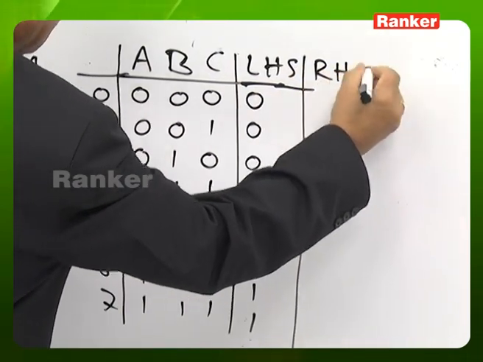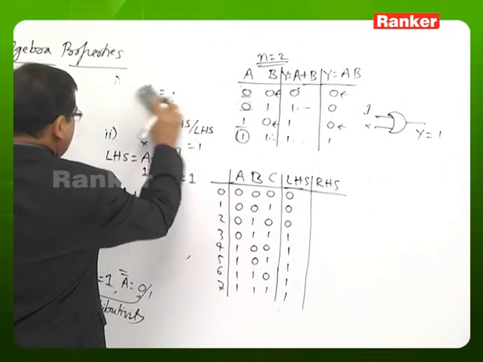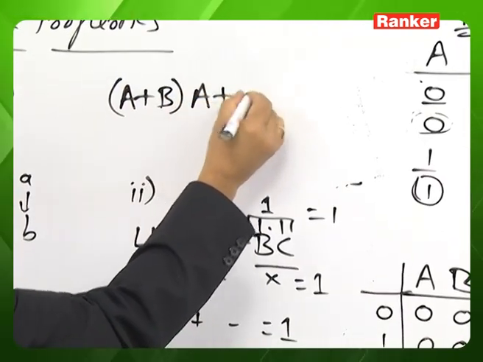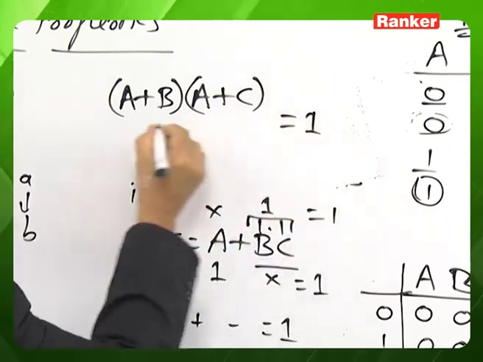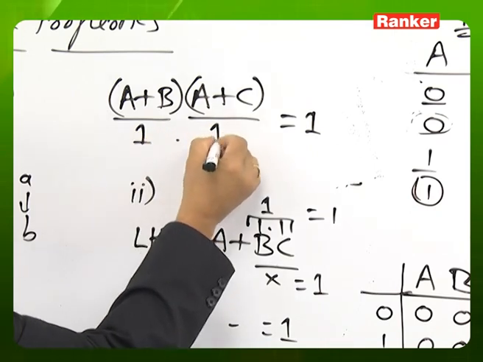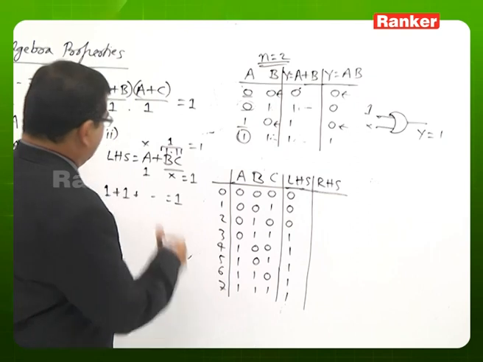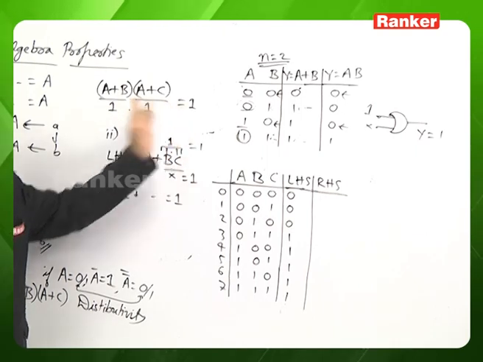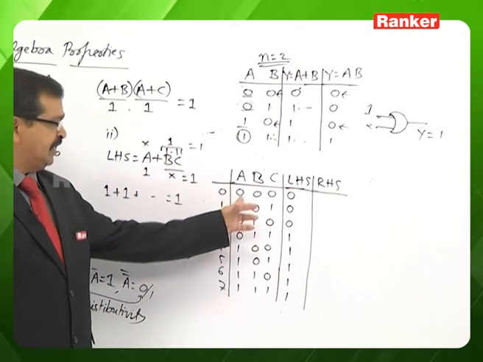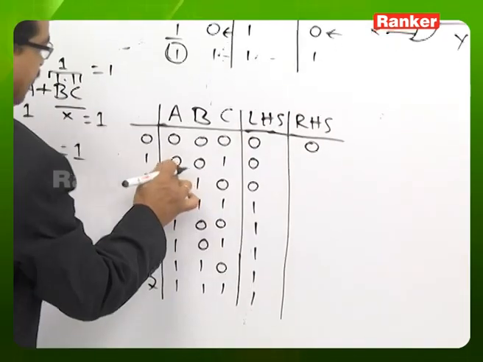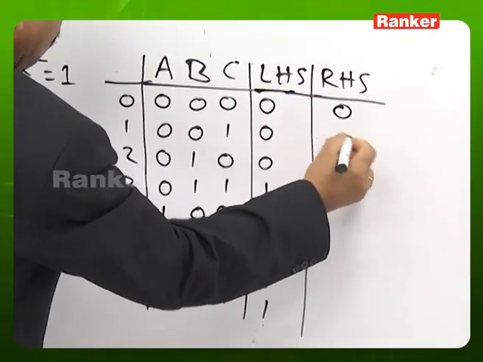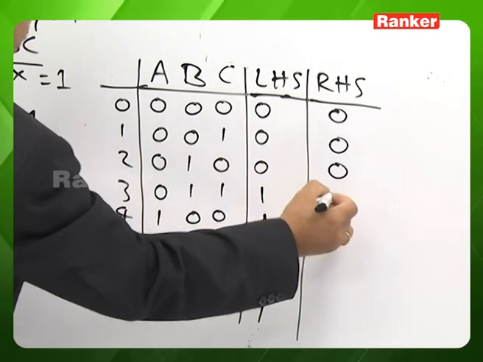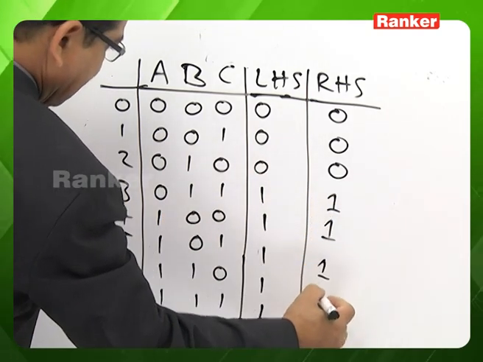Similarly, if we look at the result of the RHS expression, the RHS expression is A or B and with A or C. For this result to be 1, this A or B must be 1 and this A or C also must be 1. Equivalently, among these two terms, if any one of the terms is 0, then the result must be 0. So here A or B is 0, so it is 0. The same rule holds here also, it is 0. Here A or B is 1, but A or C is 0, so 0. Here A or B is 1, A or C also 1, so the result must be 1, and so on. We can read the result like this.